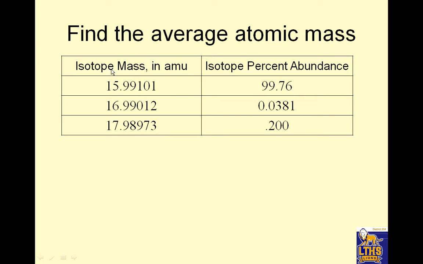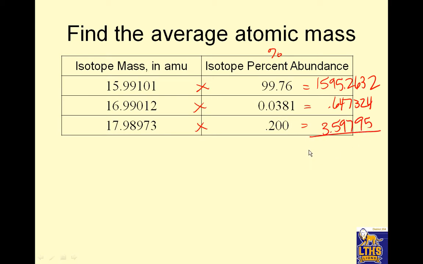Okay, what if we have to calculate it? Well, you take that formula we did, take the mass of the isotope times the percent of that isotope. So I plug this in my calculator, and I get 1595.2632. And I multiply these together, the atomic mass of the isotope times its percent abundance, and I get 0.647324. That times that, the percent. Now this is percent, so it's already in percent. And so then we get 3.59795.